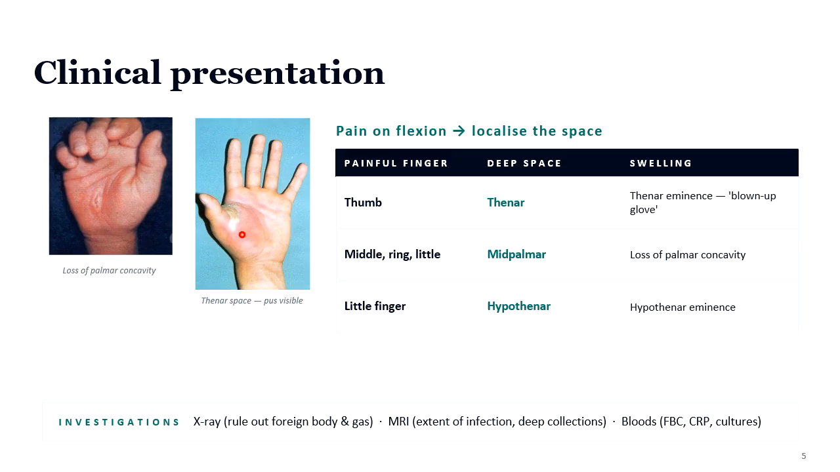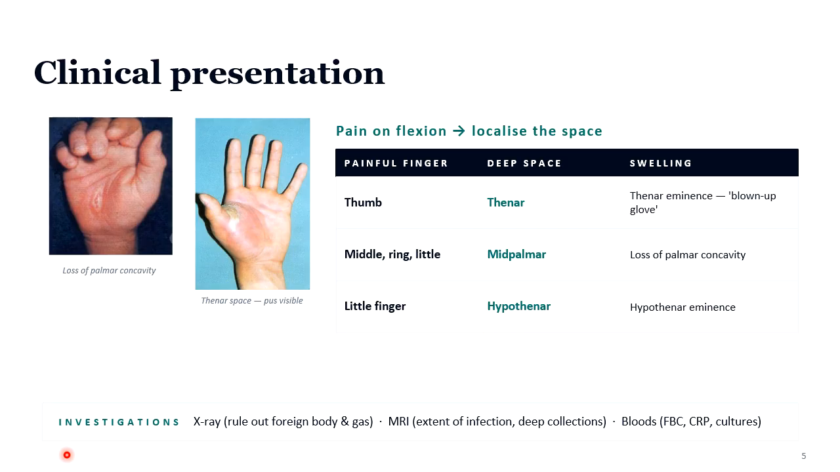In a hypothenar deep space infection, there will be swelling over the hypothenar eminence. Based on the finger which is painful to move, on passive or active flexion, we can also localize the infection. Painful flexion of the thumb suggests a thenar deep space infection. Pain in the middle, ring and little finger suggests a mid-palmar space infection, and pain on passive or active flexion of the little finger suggests a hypothenar infection.